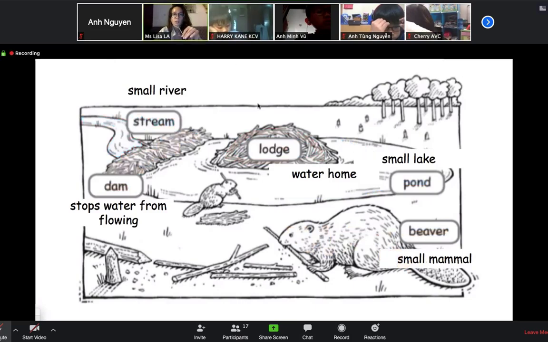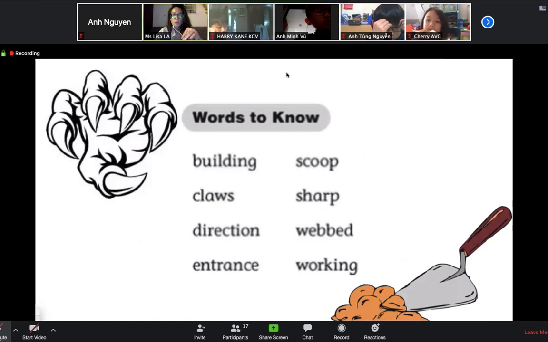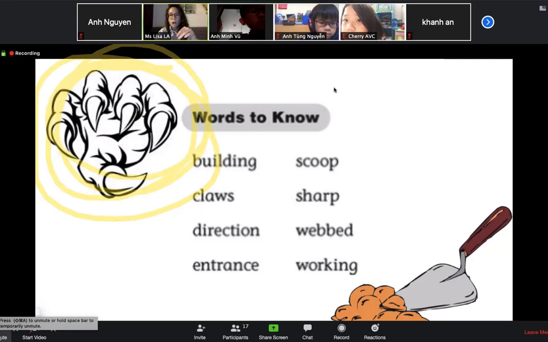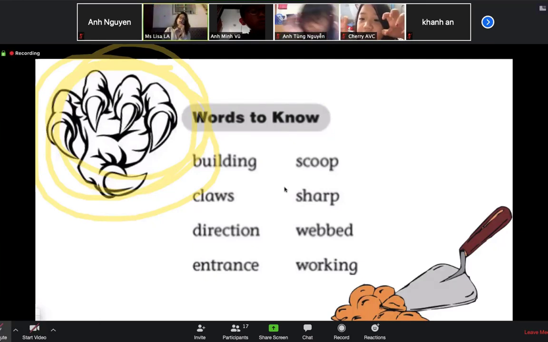Easy peasy. Let's go on to just a couple more we're going to go over quickly. So we have building. So we all know building is a verb that means to make something like a house. Claws. Does everyone see the picture of the claws here? If you were an animal, show me your claws. Courage, let me see your claws. Like this. If you're an animal, your claws would look like this. We know tigers and lions and bears, they all have sharp claws. Claws are like sharp, pointy fingernails.